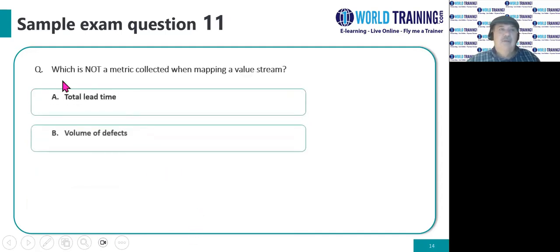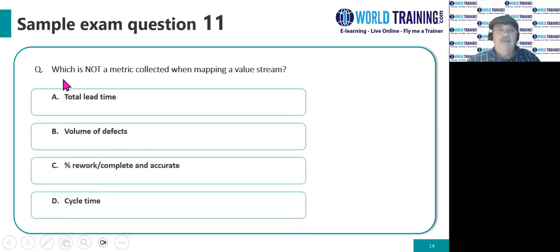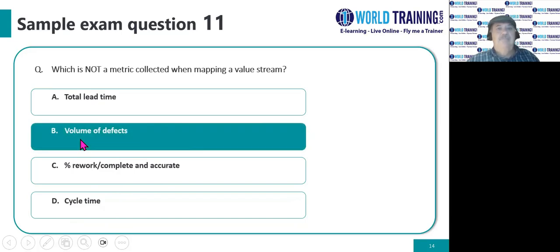Yes, okay. What is not a metric collected when mapping a value stream? Total lead time. You definitely want to know that. Volume of defects. Not directly, no. In fact, I have my own philosophy about counting defects. It's not as important as some other factors that some people think. Percent of rework. Yeah, see, that's relevant, right? Certainly that's a good one to keep. And cycle time, yes. So the best answer here is B, volume of defects, right?